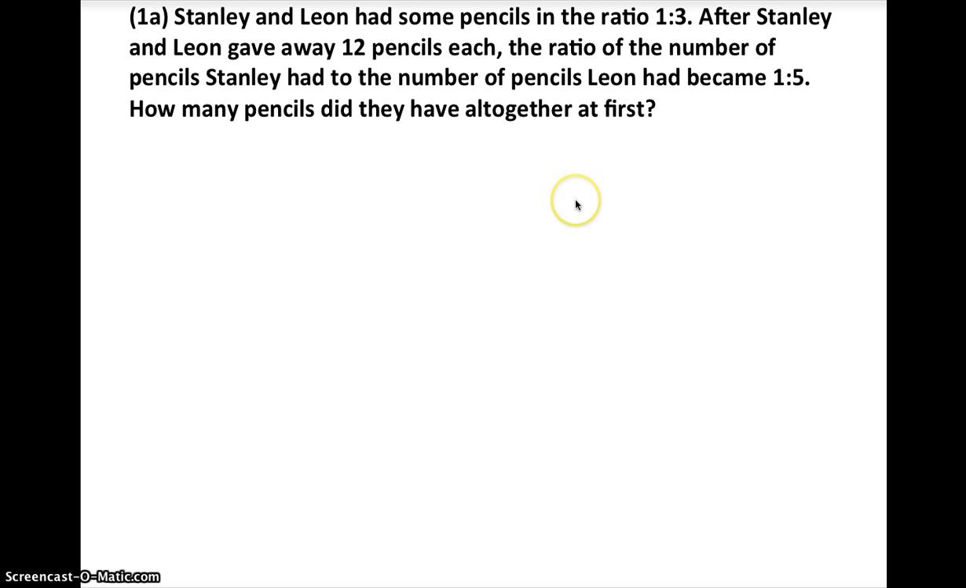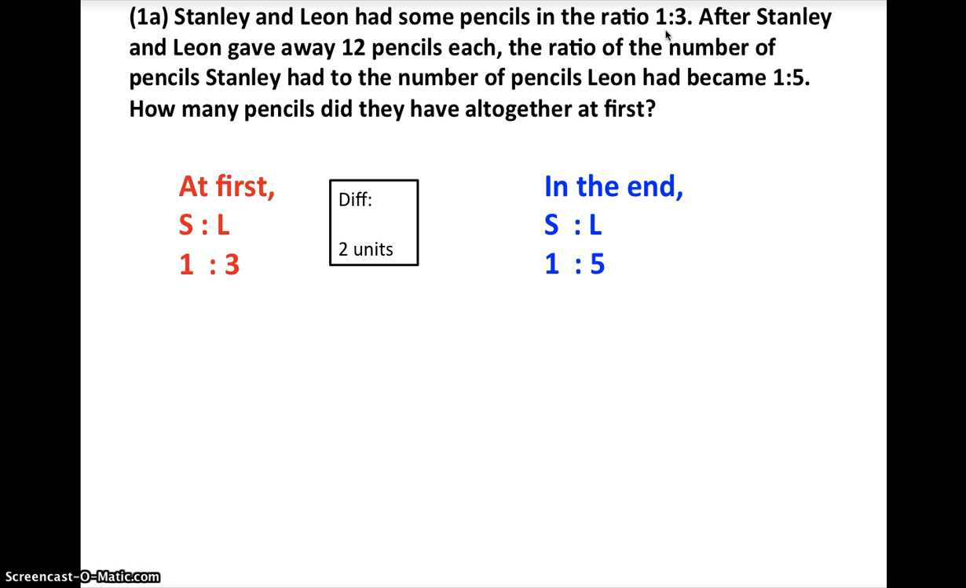Stanley and Leon had some pencils in the ratio 1:3. So it will look like that. After Stanley and Leon gave away 12 pencils each, the ratio of the number of pencils Stanley had to the number of pencils Leon had became 1:5, which looks like this. Once I have the ratio for at first and the ratio for in the end, I am able to find the difference between Stanley and Leon at first was 2 units. And the difference between Leon and Stanley in the end is 4 units.